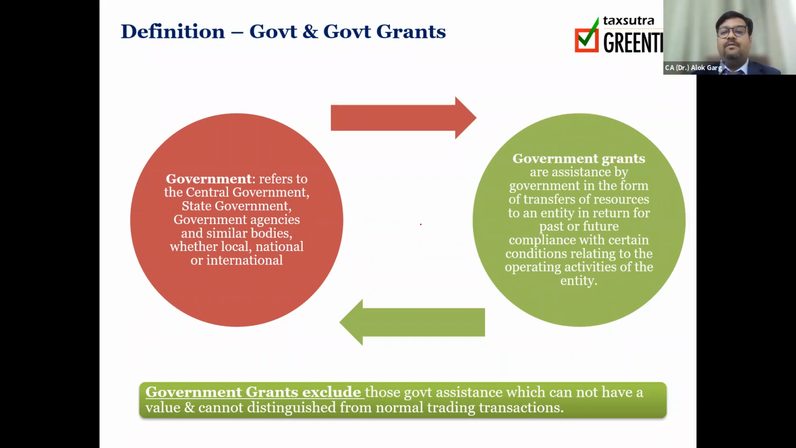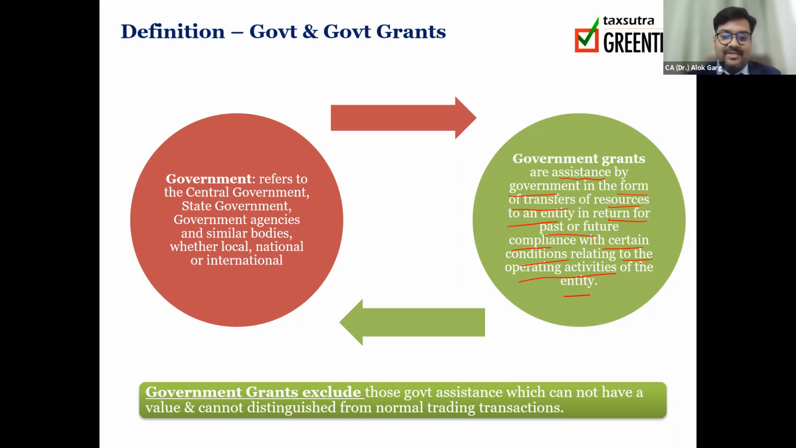Okay, government grants. And what is meant by grant? So of course, if the grant is given by such parties, central government, state government, government agencies and similar bodies, whether local, national or international. So government grants are assistance by the government. It is a support by the government. But when I say support, there must be a value placed to it, value attached to it. Government grants are assistance by government in the form of transfer of resources to an entity in return for past or future compliances with certain conditions relating to the operating activities of the entity.